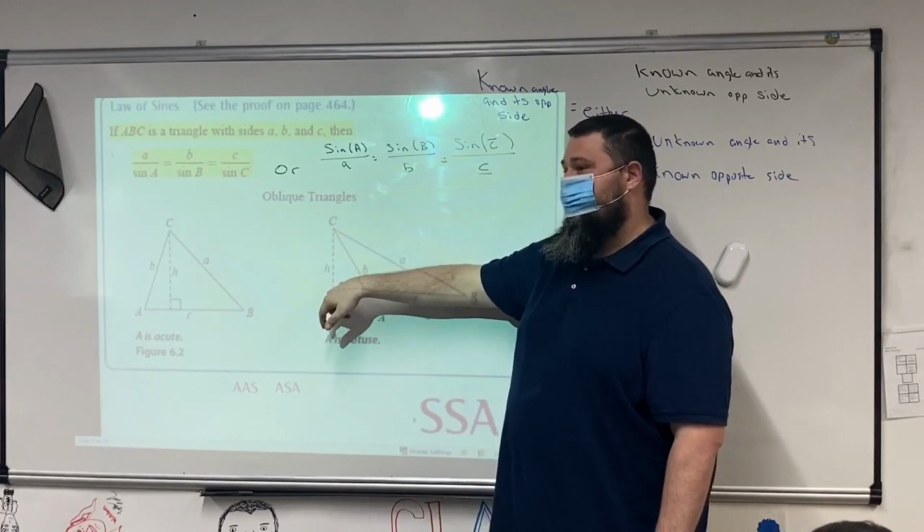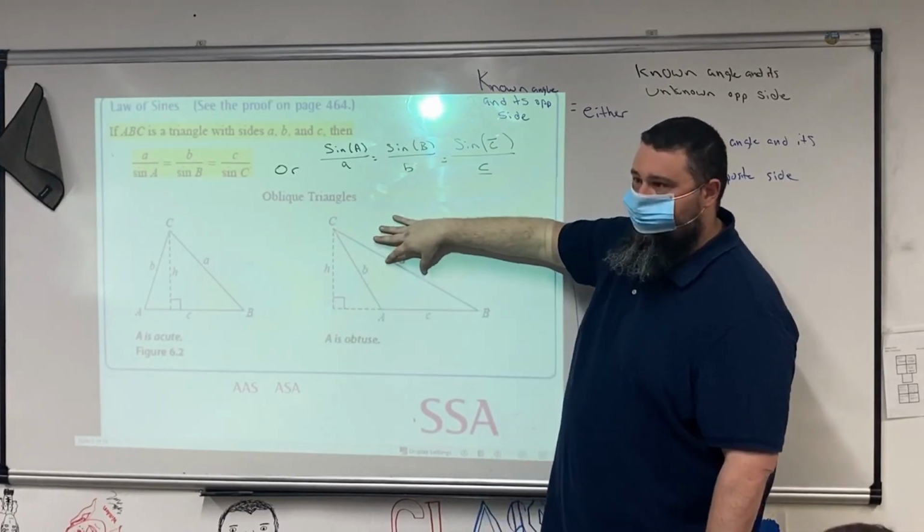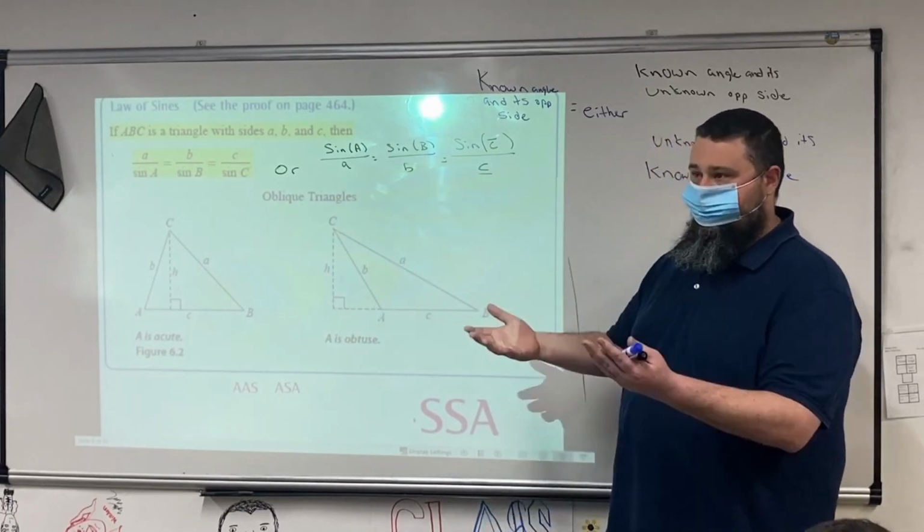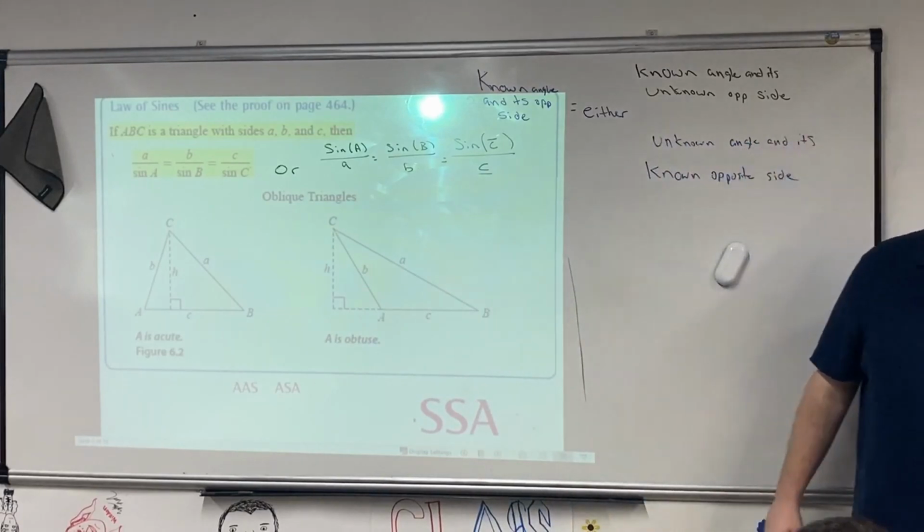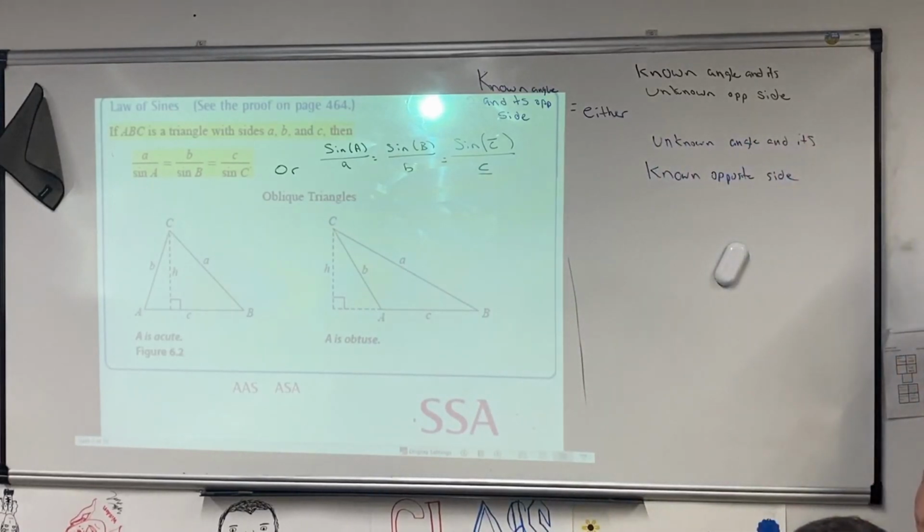This is going to be important when I actually find the area, but for the law of sines, we only worry about the oblique triangle, or this solid line triangle. So that's a good question.